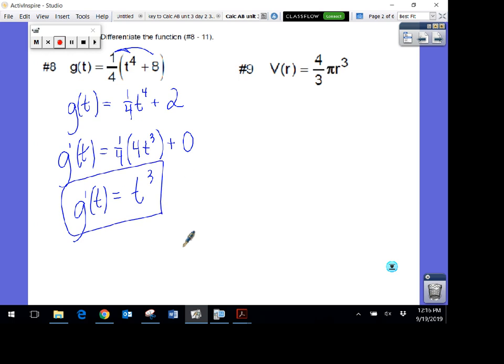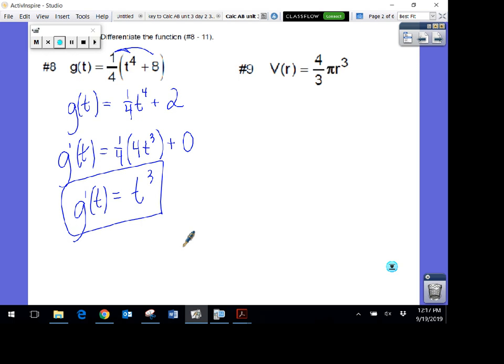This middle step, this step I showed right here, right before it, is not necessary. If you need to write it right now so you can kind of see what you're doing, fine, so you can match it up to the rules, but that step is not necessary. 4 times 1/4, we multiply that 4 times the number out in front, 1/4 is 1, t raised to the 4 minus 1, which is 3. The derivative of a constant is 0. So there's your derivative.